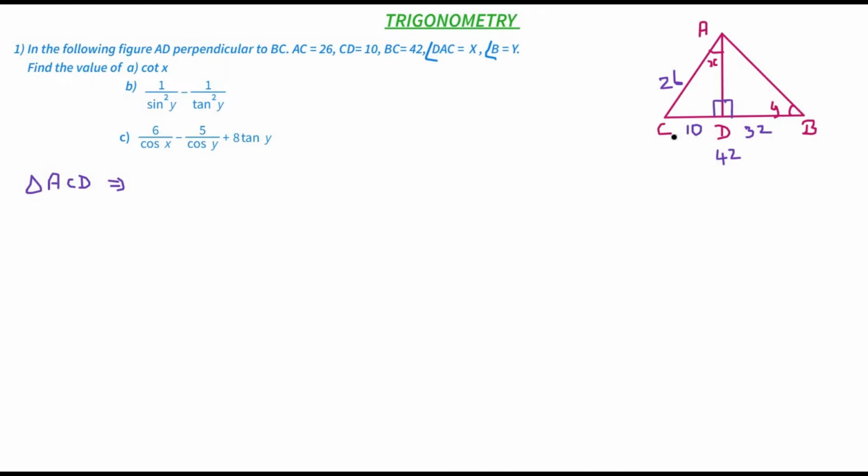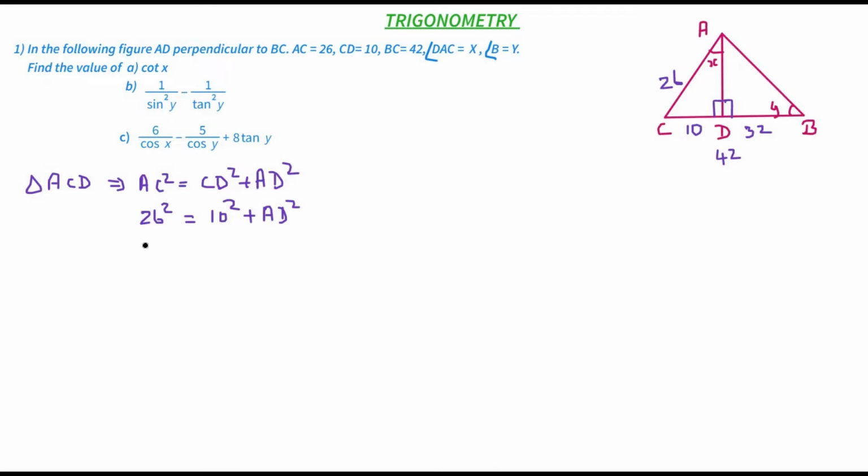So what is the Pythagoras theorem? The square of the hypotenuse is equal to the sum of the squares of the other two sides. This is pretty easy to remember. Our hypotenuse is AC, the side opposite to the 90 degrees is the hypotenuse. So AC square equals CD square plus AD square. Here is the Pythagoras theorem written. Now let's substitute the values. AC is 26, so it is 26 square equals CD is 10, 10 square, plus AD, which is to be found out.